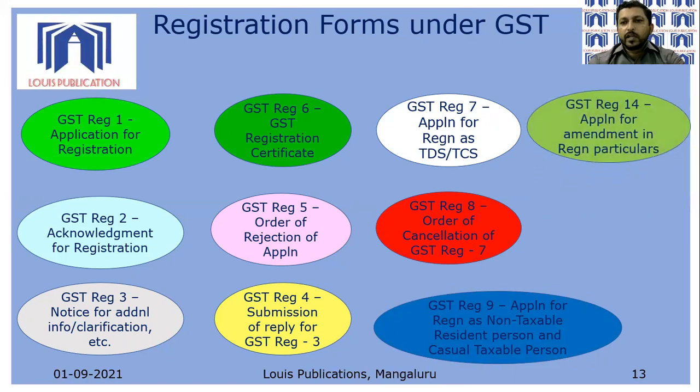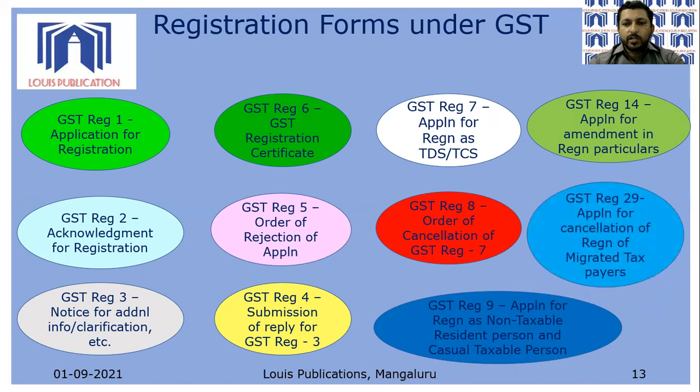Then GST REG 14 is the application for amendment in registration particulars. So if you want any change to be made on the profile of your registration, your mobile number, your address, your email ID, any such details, then GST REG 14 has to be filled and submitted online. The last one is GST REG 29, the application for cancellation of registration of a migrated taxpayer. So if the change has happened from the normal scheme to the composition scheme or composition to normal scheme, migration has happened, then REG 29 has to be filled to apply for cancellation of registration. So these are a few important forms.